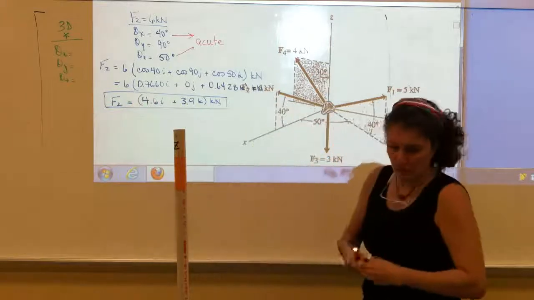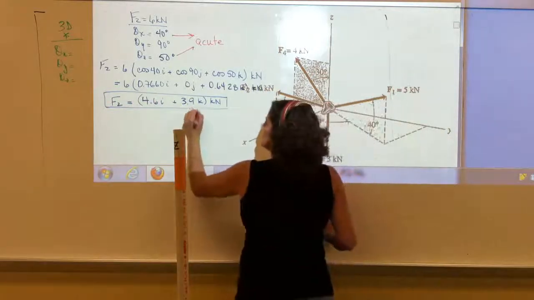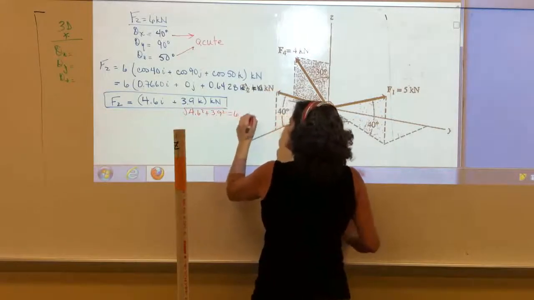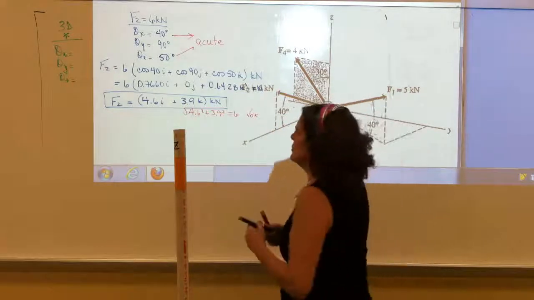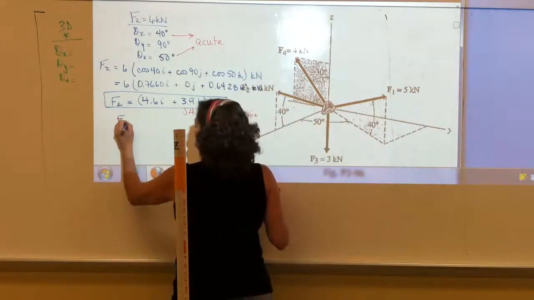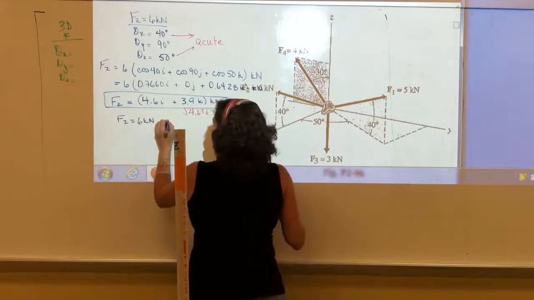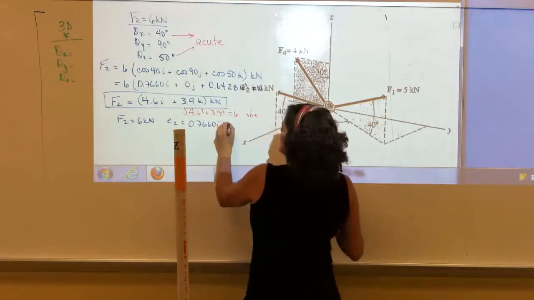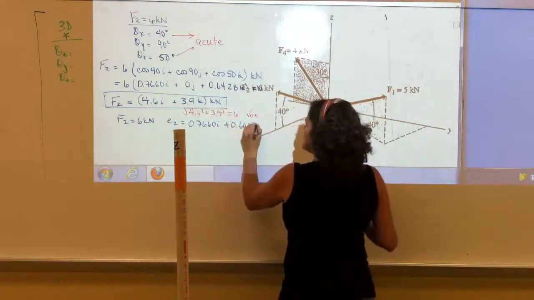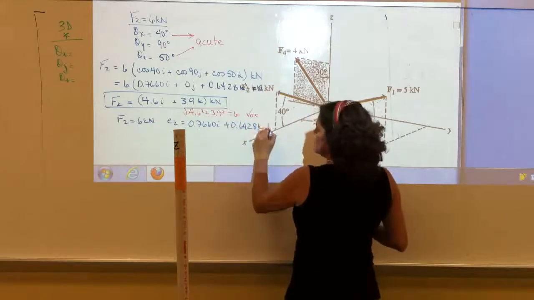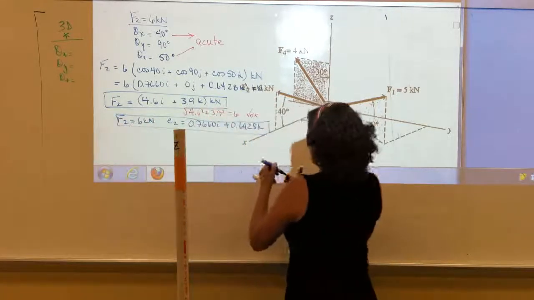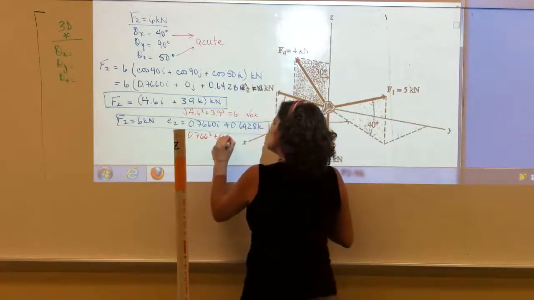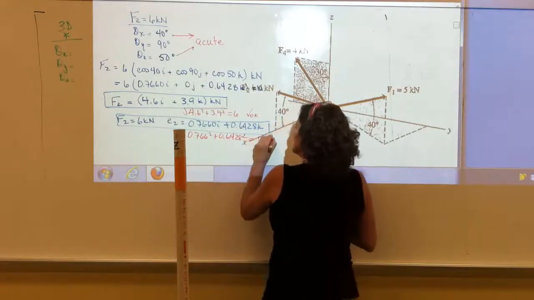This is represented in vector form. We do our check, 4.6 squared plus 3.9 squared under the radical should equal 6, and it does. Then we can do the magnitude of 6 kilonewtons, and the unit vector of F2 is 0.7660 i plus 0.6428 k. So that's the magnitude and unit vector. And we could do a check by saying 0.766 squared plus 0.6428 squared is equal to 1, and it does.